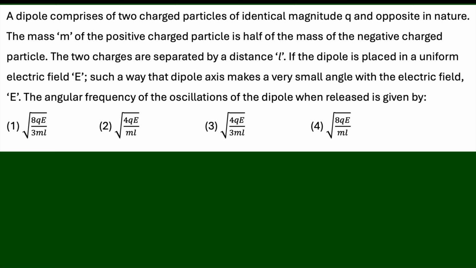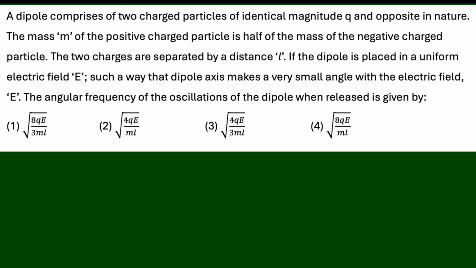Today we are going to solve one question from JEE Mains 6th April second shift. Let's see the question. Given that a dipole comprises two charged particles of identical magnitude q and opposite in nature. The mass m of the positive charged particle is half of the mass of the negative charged particle. The two charges are separated by a distance L.